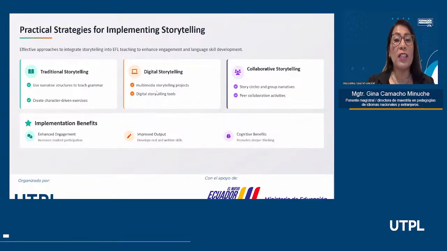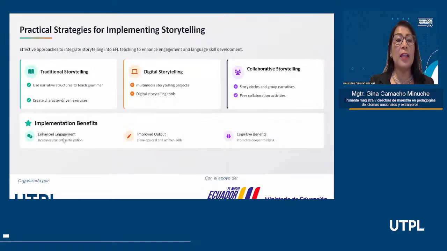You can use also digital storytelling through multimedia storytelling projects. You can use collaborative storytelling. How come? You start with the beginning of the story, and then you ask each of the students to add another part for the story, and together you can create a new story.